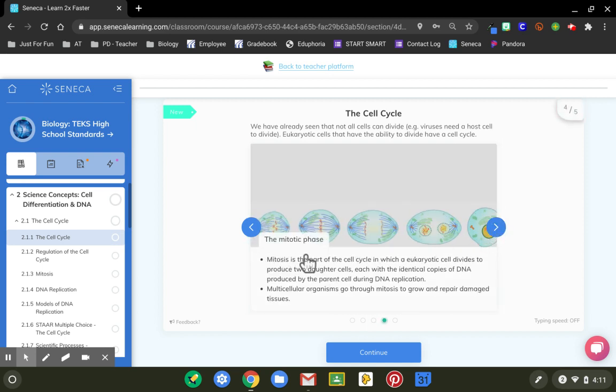After interphase, you go through the mitotic phase. So mitosis is the part of the cell cycle in which a eukaryotic cell divides to produce two daughter cells, each with the identical copies of DNA produced by the parent cell during DNA replication. Multicellular organisms go through mitosis to grow and repair damaged tissues. So in the mitotic phase is where they actually replicate and make two daughter cells. They make two out of one.